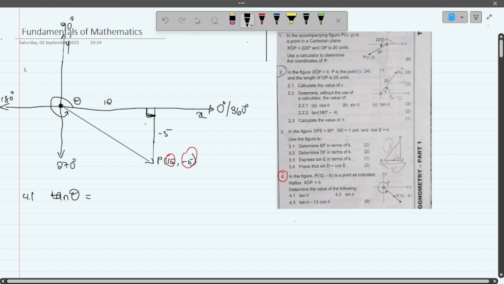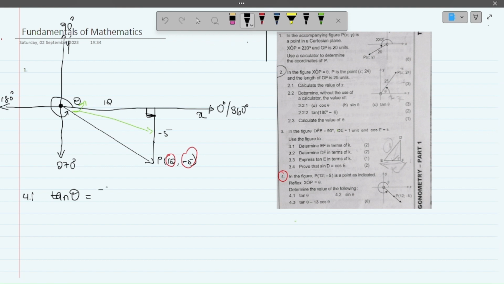So tan theta is opposite over adjacent side, which means it's going to be minus 5 over 12.